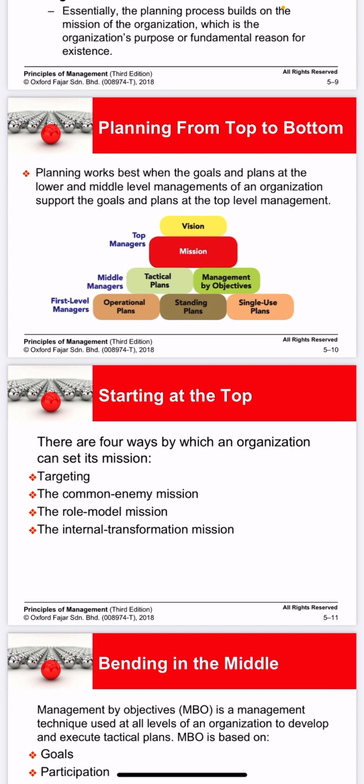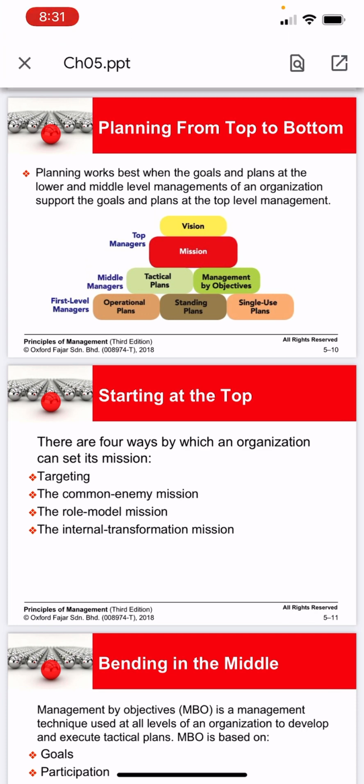The common enemy mission, for example, we take our competitors and try to fight with them, to become better than them. So we set some mission that can win the competition between our competitors. The role model mission is we take one of the best companies in the industry, and then we take them as a role model, and then we make some mission that we want to be like them. The internal transformation mission is more about developing the mission of transforming the process in terms of the internal of the organization.